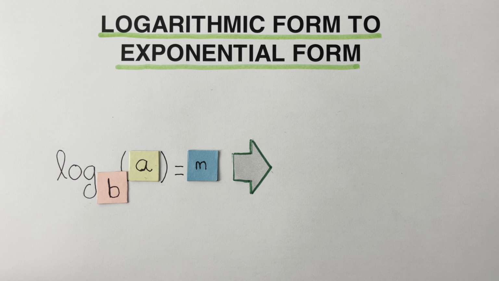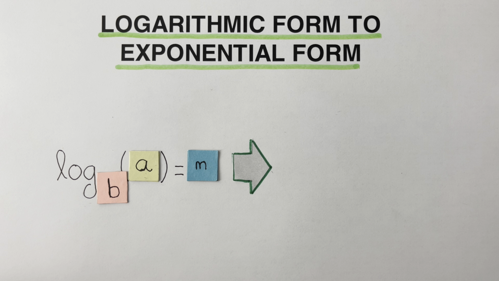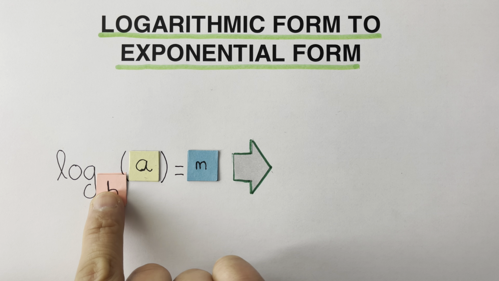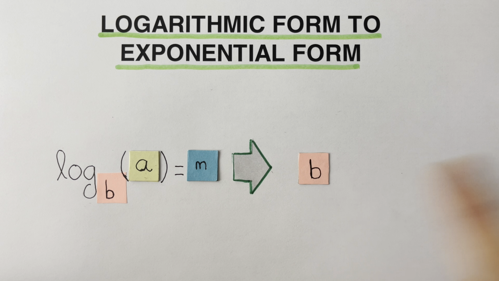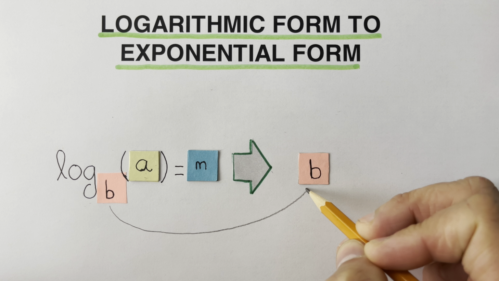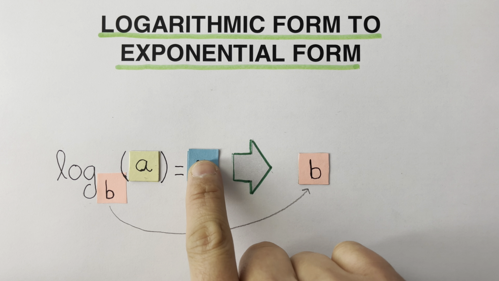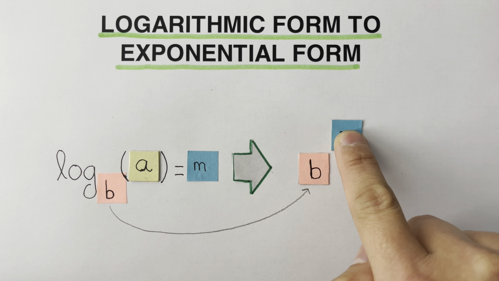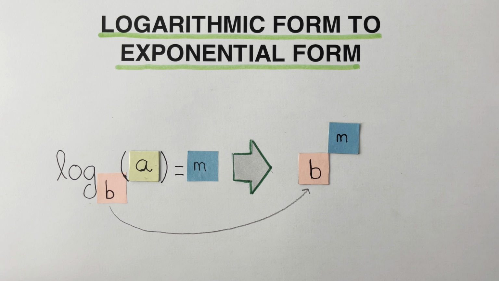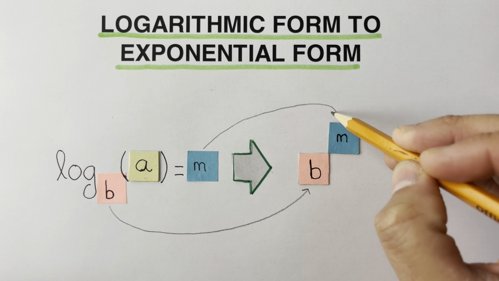Please remember that the base of this logarithmic equation is the same base in the exponential form. So I'm going to move that up here so that becomes the base. I will put an arrow on that one. So the base of the logarithmic function will be the same base in the exponential form. Now this m is the exponent of the exponential form. So I'm going to put that up there. This is read as b to the power m. So again, the m becomes the exponent. I will put an arrow right there.